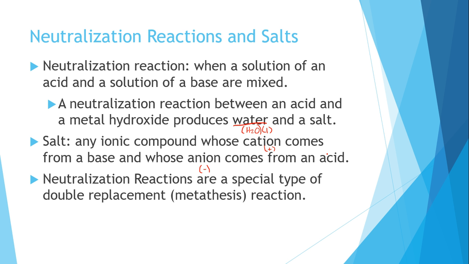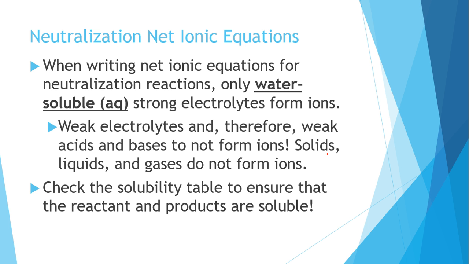These are a special type of double replacement reactions, so we will find the products the same way that we found products for our precipitation reactions. I also note that we're going to be doing ionic and net ionic equations for acid-base reactions as well. Let's go over the general rules that we need to remember. Only water-soluble, which means they have an AQ after them, strong electrolytes can actually dissociate into the ionic equation.